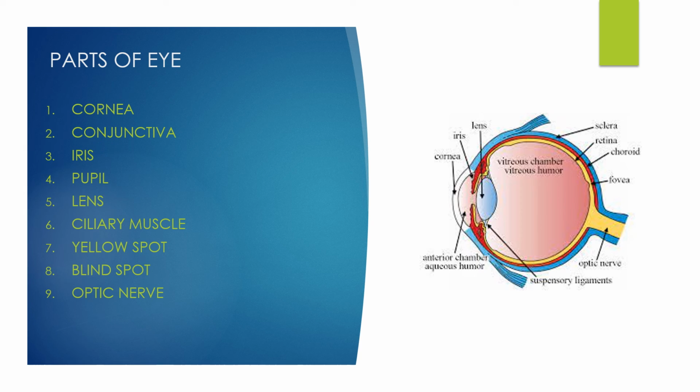Third one is optic nerve. We already said that the photopigments absorb the light rays and convert them into electrical signals, and these electrical signals go to the brain with the help of the optic nerve. So these are the parts of the eye.